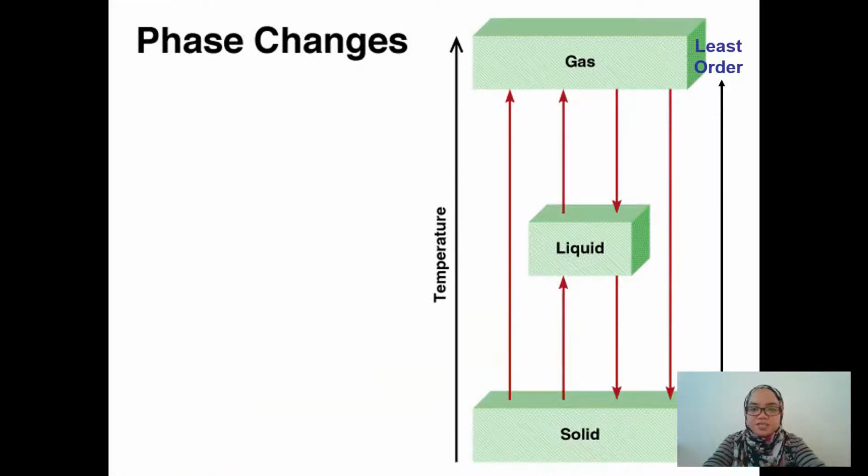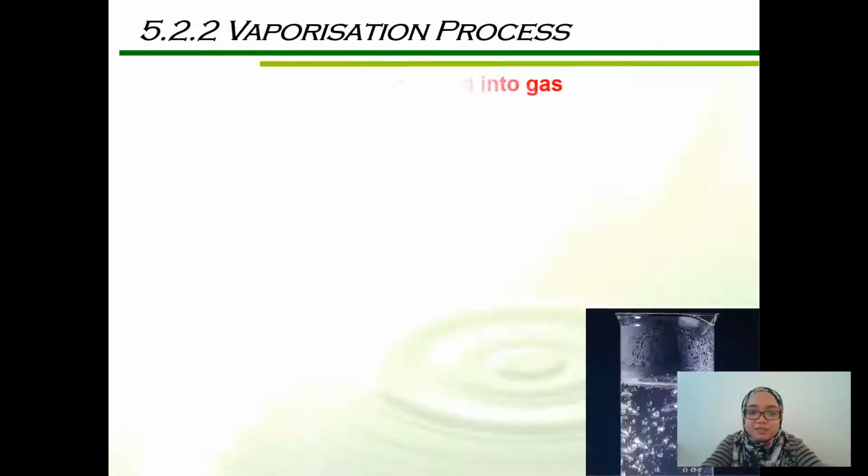So look at this phase change. When the liquid changes into gas state, it is called vaporization. And when the gas turns back into the liquid, we call it the condensation process. So the vaporization process and the condensation process are happening at an equal rate, at the same rate. We are going to look at that after this.